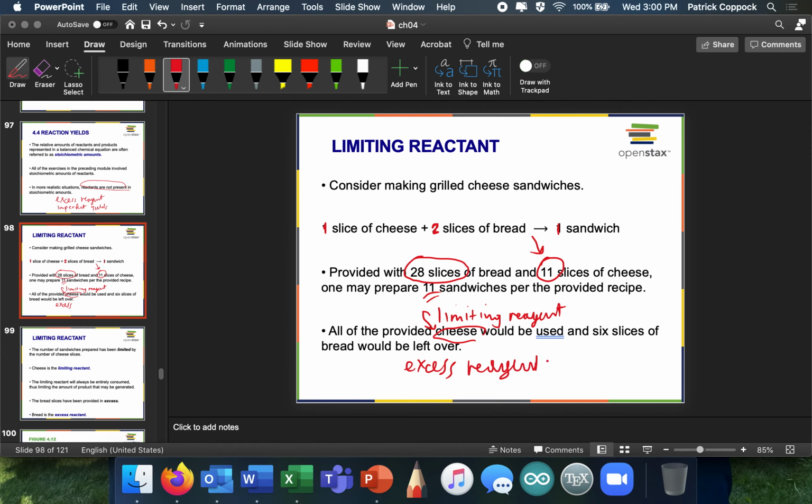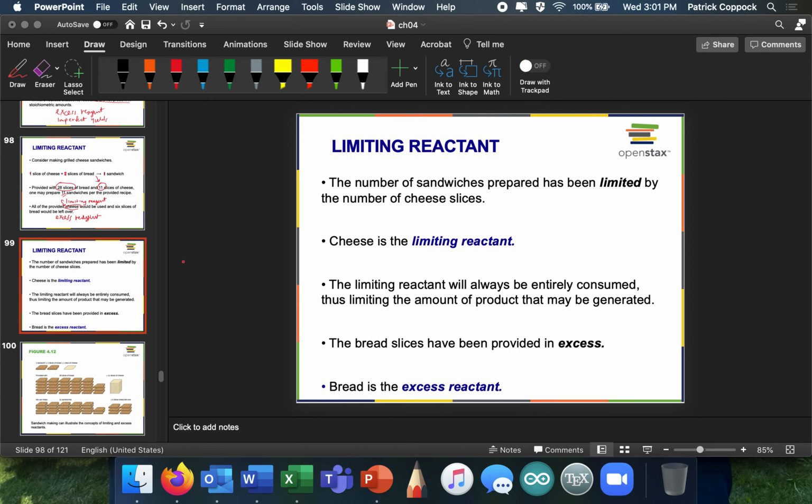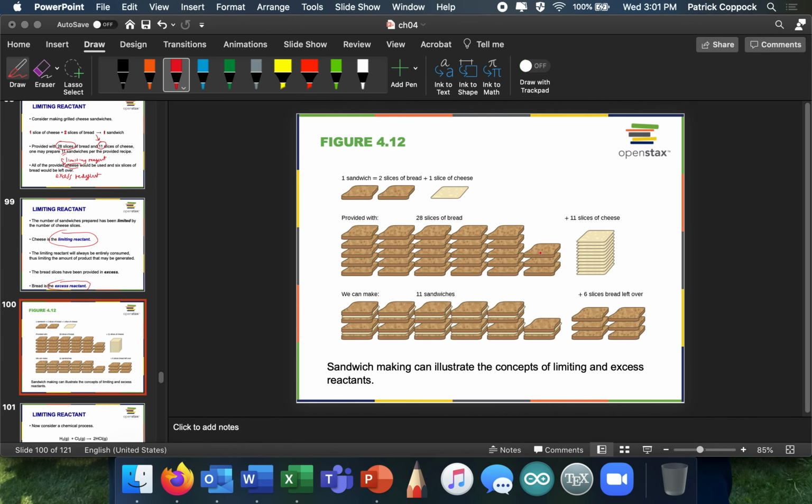Man, my handwriting is terrible today. Excess reagent, right, would be left over. Okay, so let's talk now about that in more detail. The number of sandwiches prepared has been limited by the number of cheese slices. Cheese is the limiting reactant, and bread is the excess reactant, okay? Because we have extra.